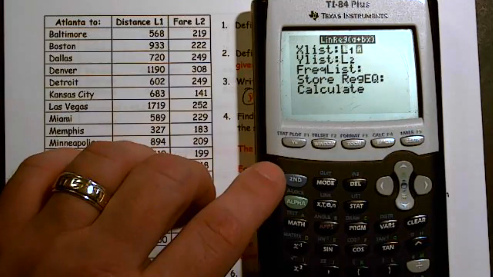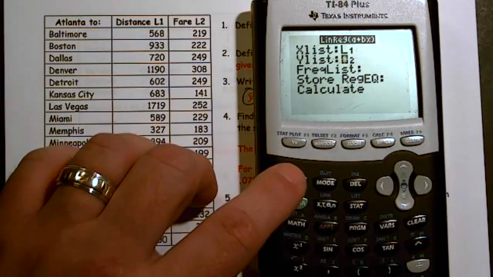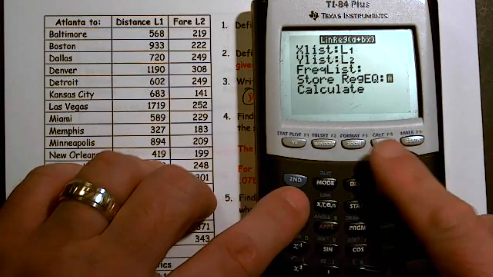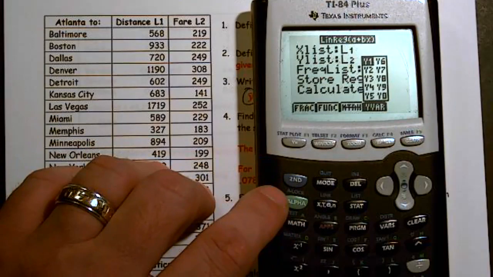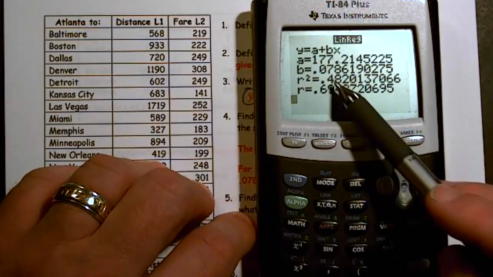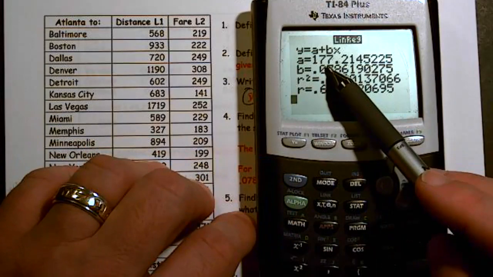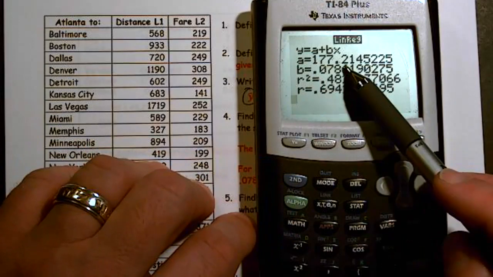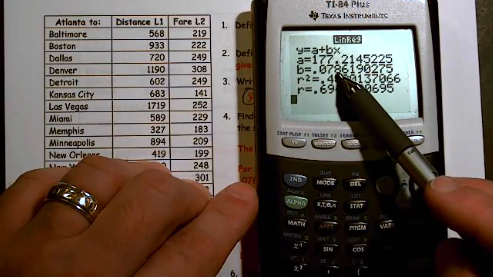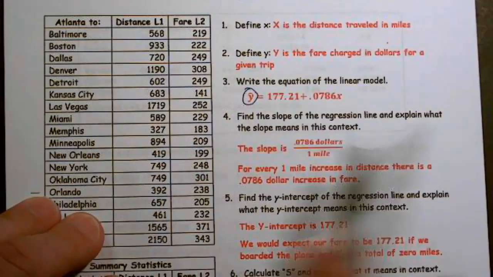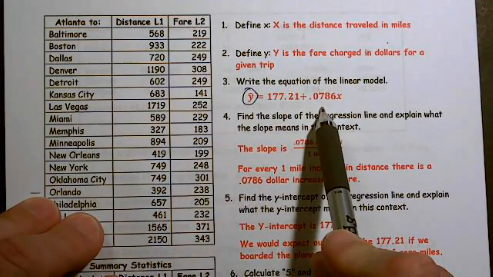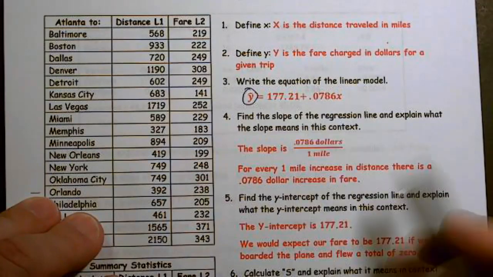My X list is L1. My Y list is L2. Make sure you always store the equation by going alpha followed by trace. And we ended up getting an a value of 1.7721. That's my y-intercept, and my slope is 0.0786. So 1.7721 is my y-intercept, and my slope is 0.0786x.